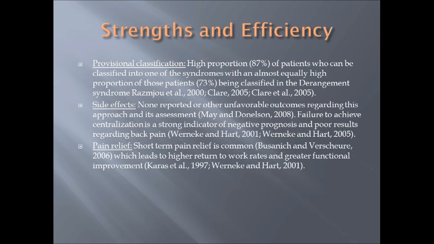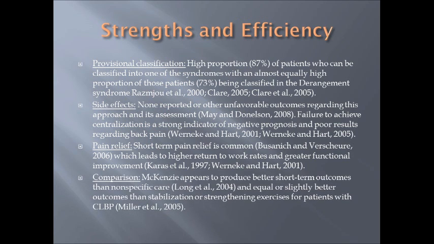With the McKenzie method, short-term pain relief is a common outcome, which leads to higher return to work rates and greater functional improvement. When the McKenzie method is compared to other procedures, it appears to produce better short-term outcomes than non-specific care and equal or slightly better outcomes than stabilization or strengthening exercise for patients with chronic low back pain.